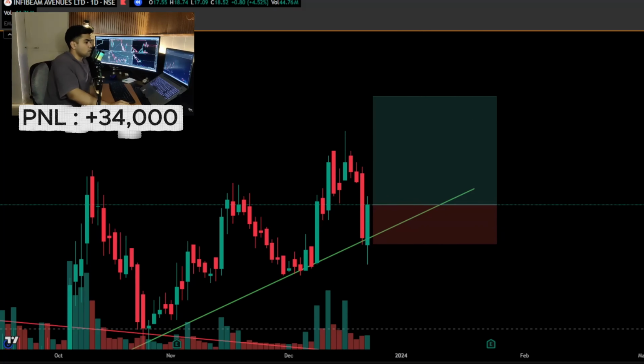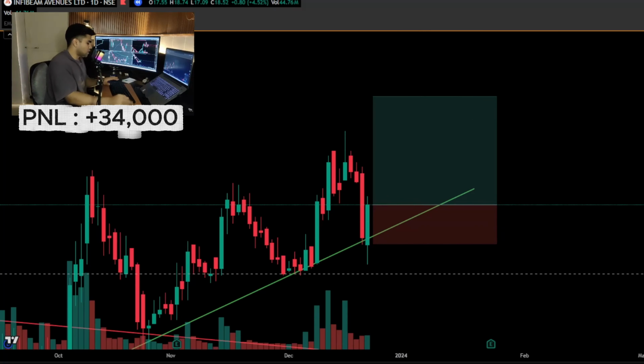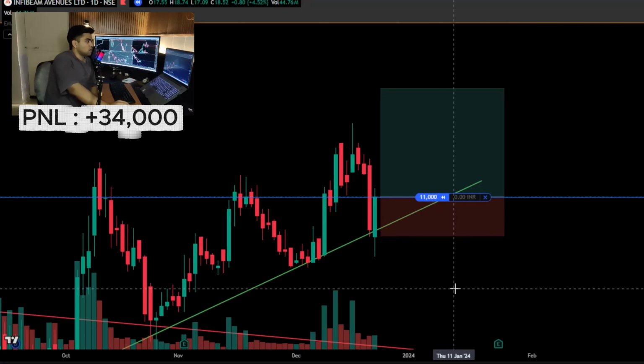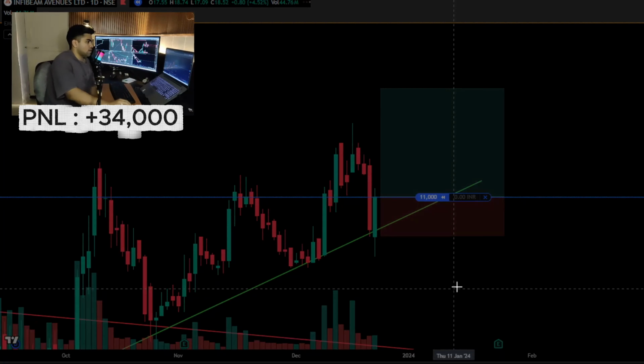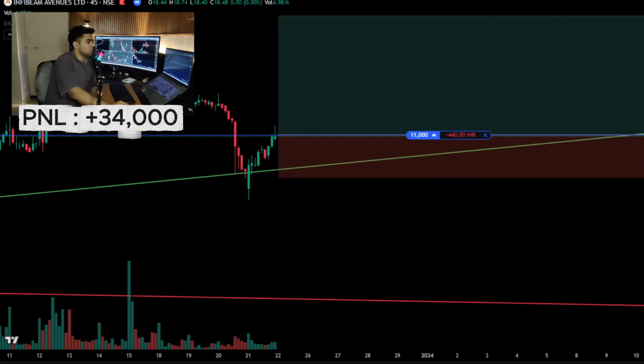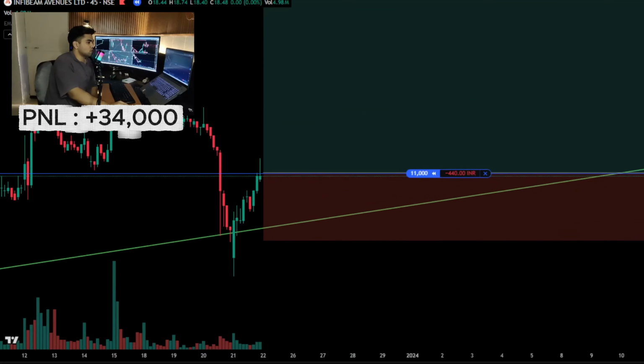So I'm set. I want to go with 11,000 quantities in this one. Let's see. Order, so I've got filled. Let's go to the 45-minute time frame. That will give us a better picture. This is the risk that I'm taking in this stock.